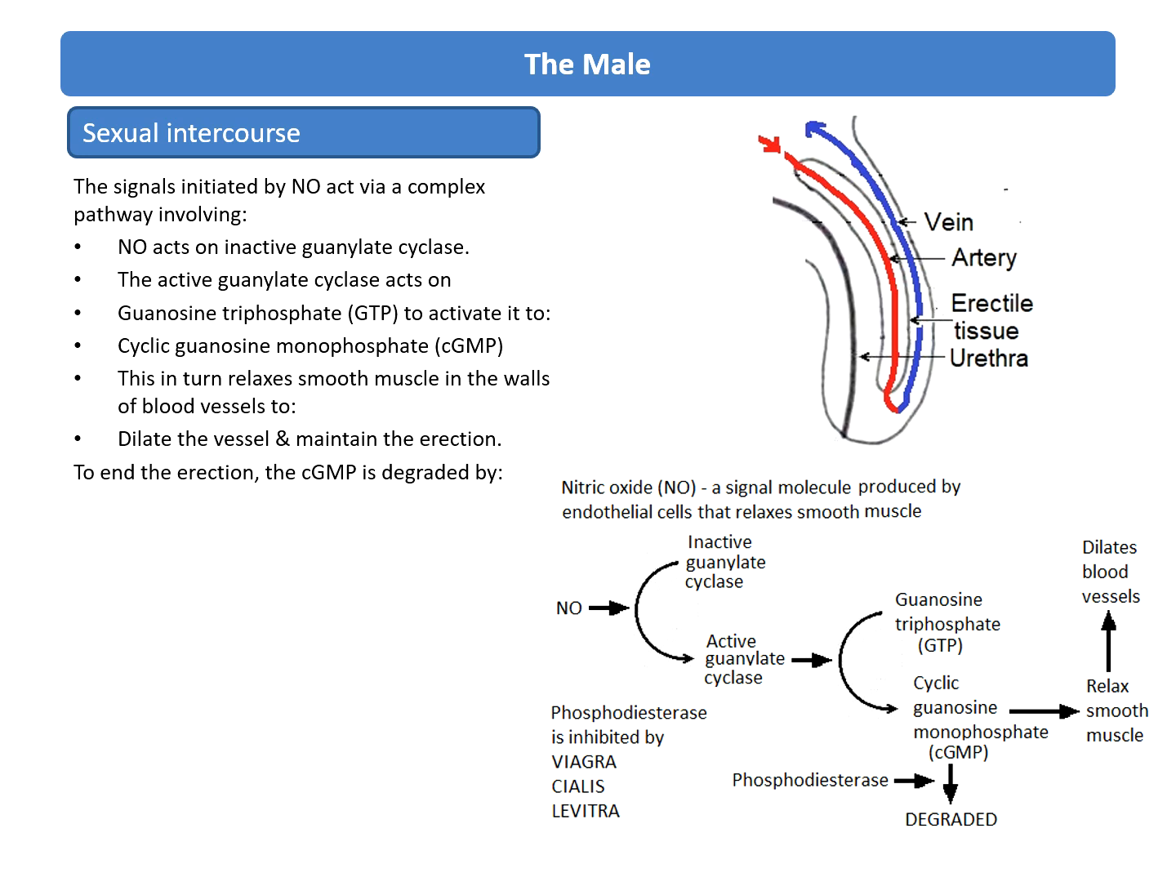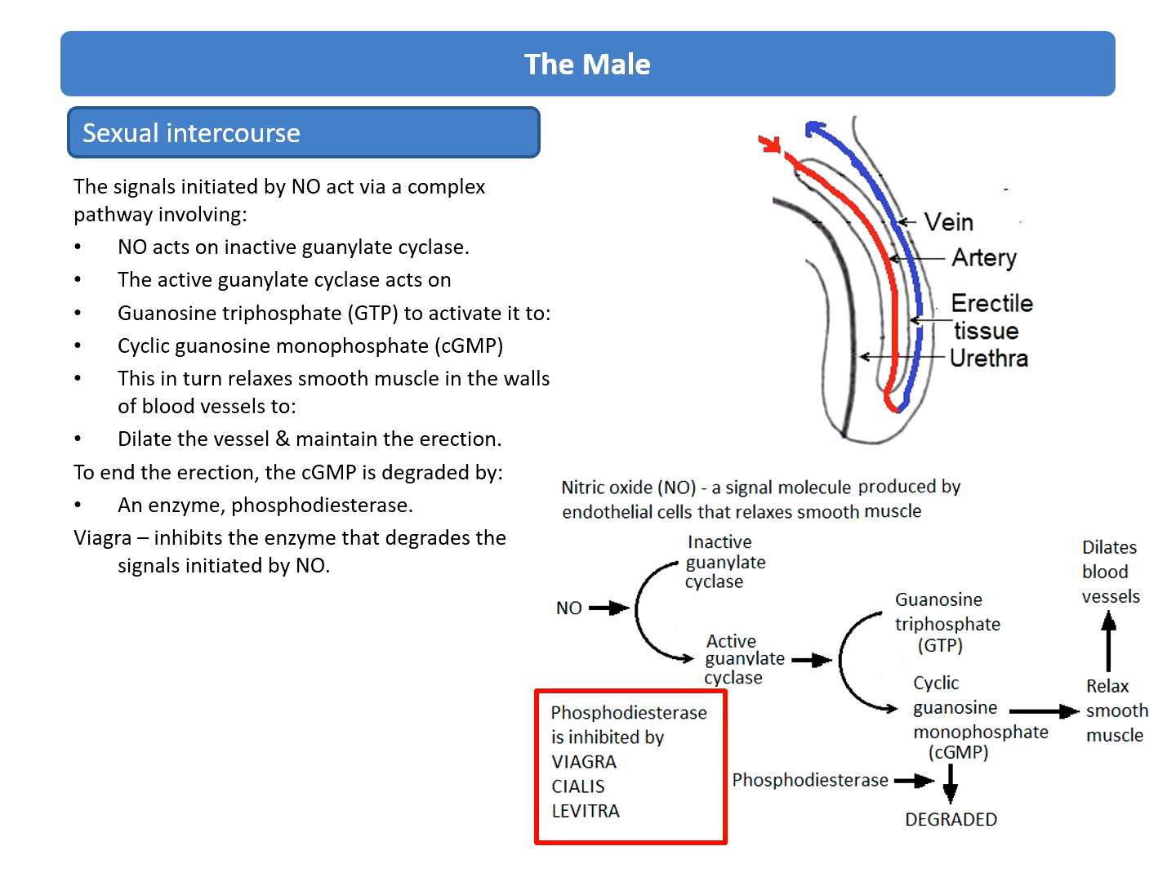To end the erection, the cyclic guanosine monophosphate has to be degraded. That happens through the action of an enzyme called phosphodiesterase. Viagra and other similar substances inhibit this enzyme. Therefore, the signals initiated by the nitric oxide remain in place and the erection is maintained. Impotence is a failure to achieve an erection.